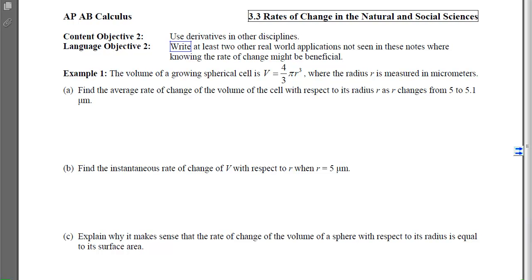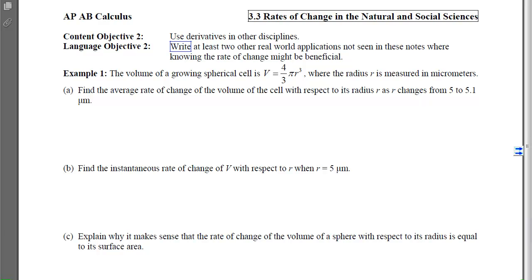This is 3.3, Rates of Change in the Natural and Social Sciences, Content Objective 2, which is to use derivatives in other disciplines. For our first example, the volume of a growing spherical shell is given by volume equals 4/3 pi r cubed, where r is measured in micrometers. I want to find the average rate of change of the volume of the cell with respect to its radius as r changes from 5 to 5.1 micrometers.